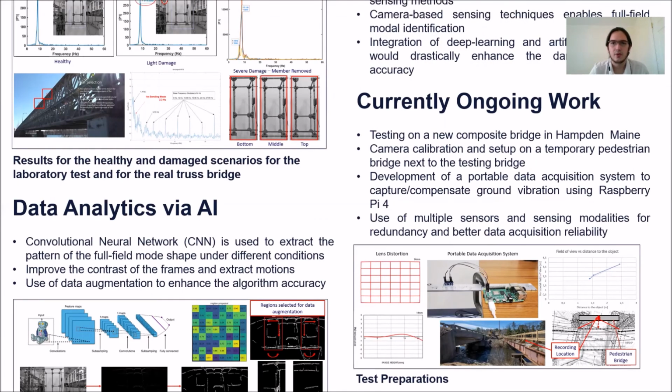So for future and currently ongoing work, we're still working on the data analysis using convolutional neural networks, but we also have a new test planned in a composite bridge in Hampden, Maine. So for this testing, we're first considering the camera calibration, such as considering the camera and the lens that we have, the distance that we must be from the bridge to get a full field. In addition, as the recording location for this testing is in a pedestrian bridge that's also under vibration, we're developing a portable data acquisition system based on Raspberry Pi.